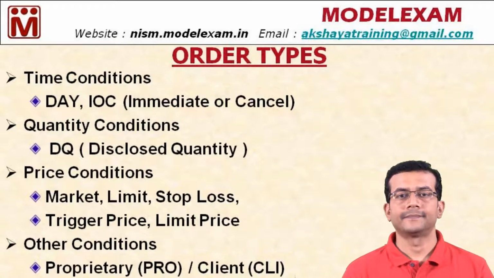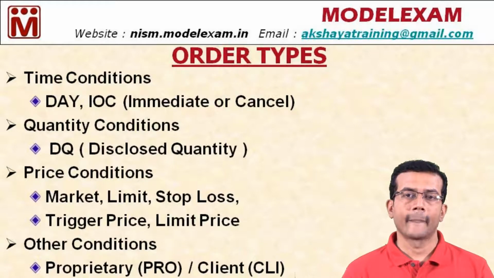The third condition, price condition. Now we have different price conditions. First one is market. Now if you want to enter any order with a market price, it means that you are willing to buy that share at the prevalent market prices. You are not specifying any price. So if you enter just as a market price, it means that you are willing to buy it at any price prevailing in the market, subject to certain conditions, subject to a range.